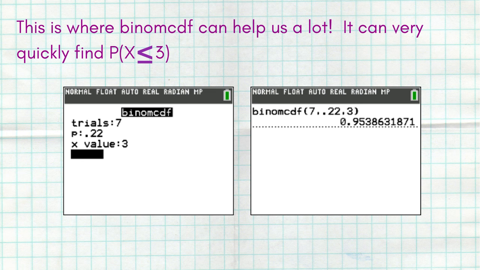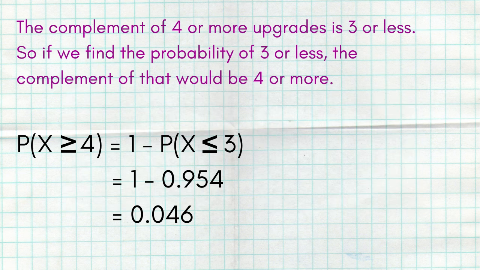Now remember, that's what I don't want. I wanted 4 or more, but if I find what I don't want, I could do 1 minus that, and I could always get what I do want. So in order for me to find this probability very quickly, all I've got to do is a binomial CDF with a 3. That's going to give me the probability of 3, 2, 1, and 0, which is 0.954. Then I just have to do 1 minus 0.954 to get 0.046. So the probability of getting 4 or more upgrades of the next 7 flights is about 4.6%, 0.046.